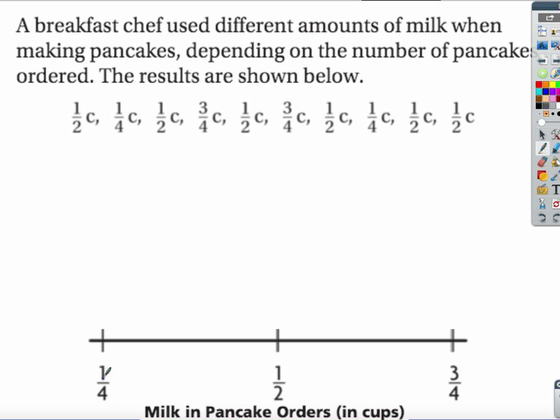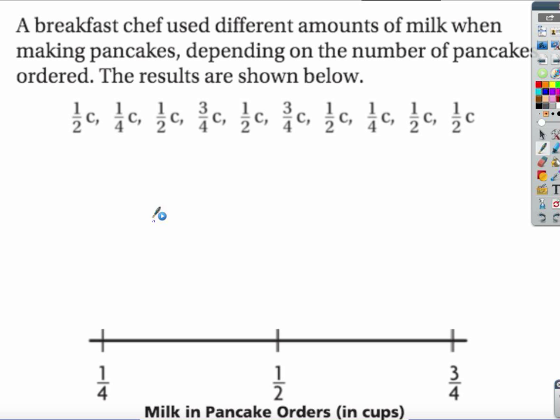That's called our minimum. Out of this list of data, we have halves, fourths, three-fourths, and I think that's it. 1/4 is the smallest, so it goes on the left. The largest goes on the right, which in this case would be 3/4. And then the other ones go in order in between. Well, there's only one other one, so that'd be 1/2.